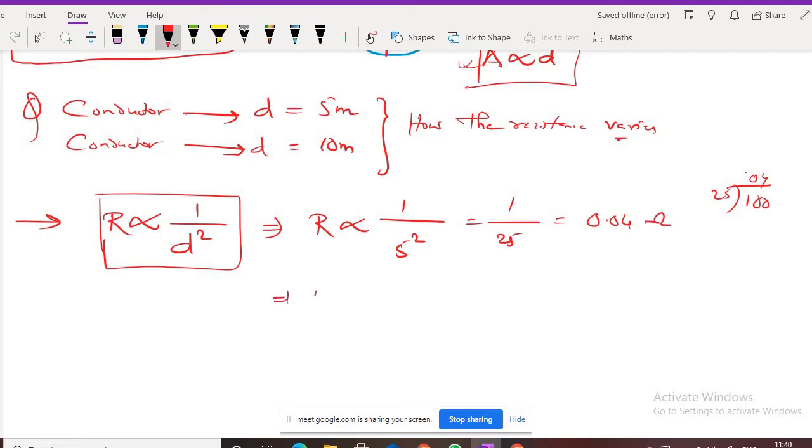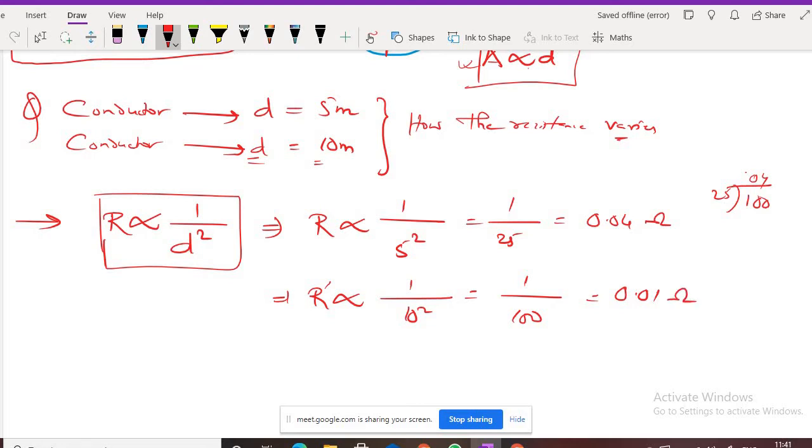In the next case, you have to write it in your copy. First of all, let me do it, then you ask all your questions. Next is R dash. R dash is how much? The next diameter is given as 10 meter. So 1 by 10 square. 1 by 10 square is 1 by 100. This will be 0.01 ohm. So what have you understood?